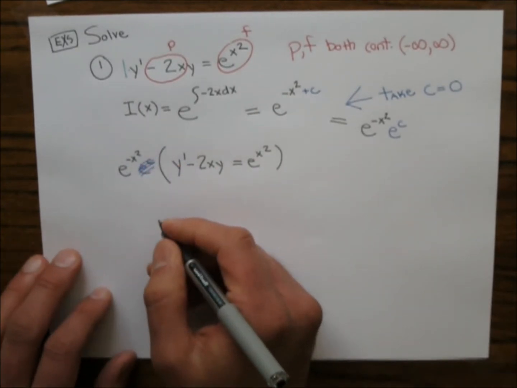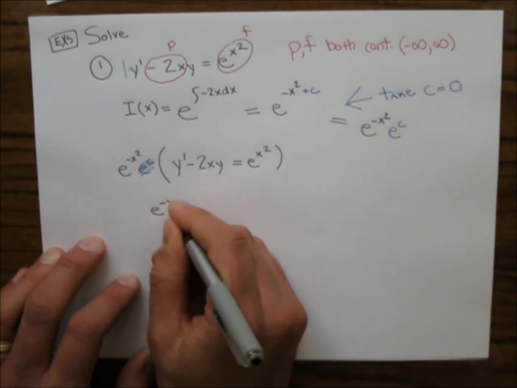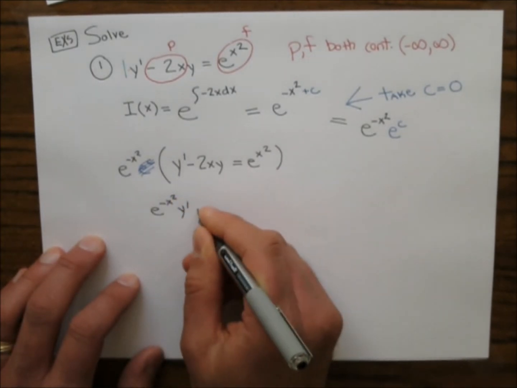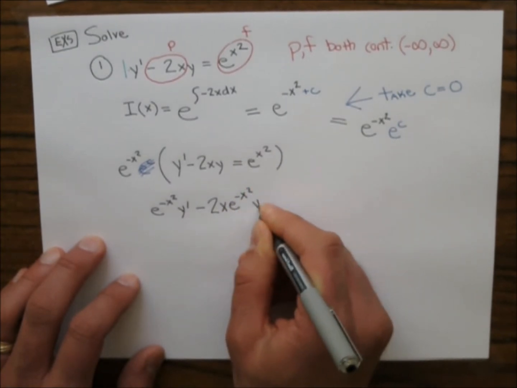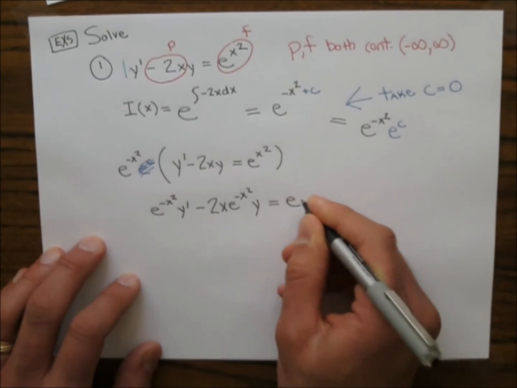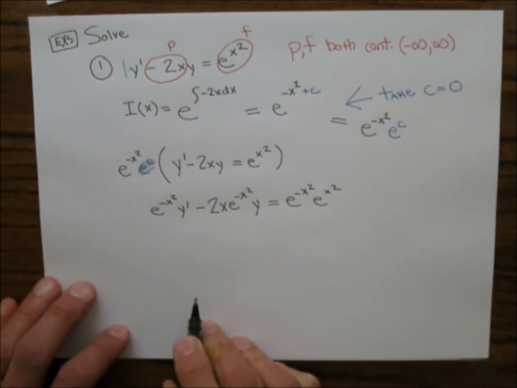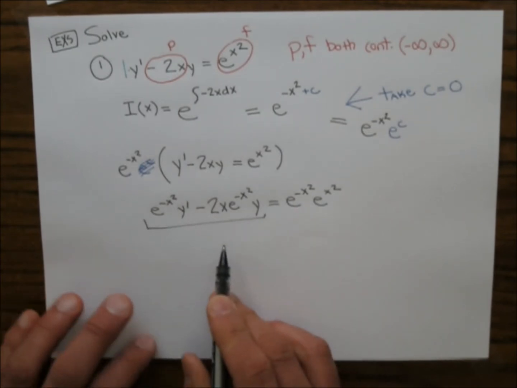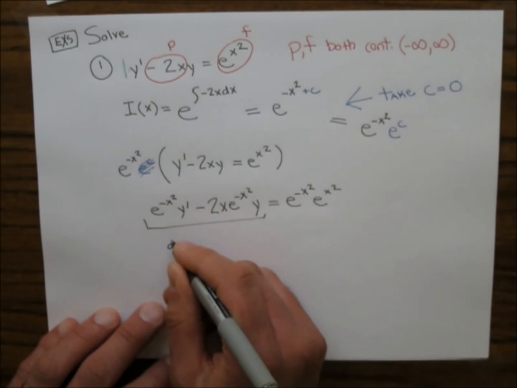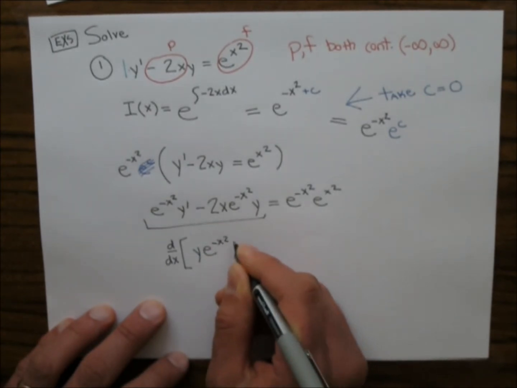Let's go ahead and do the multiplication. When we do the multiplication, we end up getting e to the negative x squared y prime minus 2x e to the negative x squared y. This equals e to the negative x squared times e to the x squared. So on the left-hand side, what I end up getting, this will always happen, I end up getting the derivative of the product, and the product will always be y times the integrating factor. And I'll always write it like that.